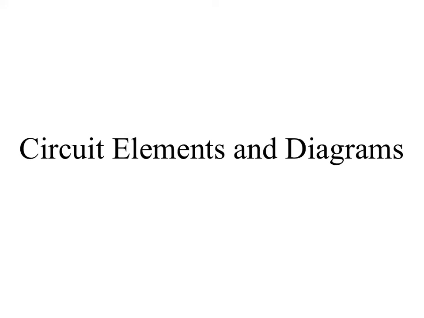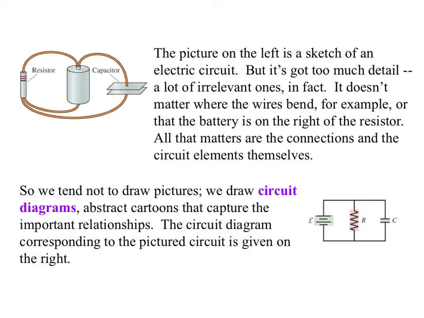As we get into significant circuit analysis, we'll need to talk a little bit about circuit elements and the diagrams that go with them. The picture on the left is a sketch of an electric circuit, but it's got too much detail and a lot of irrelevant ones. It doesn't matter where the wires bend, for instance, or that the battery is on the right of the resistor and not on its left. All that matters are the connections and circuit elements themselves.